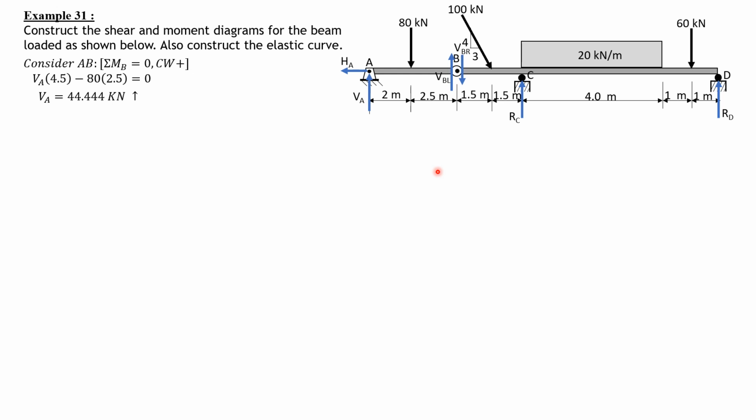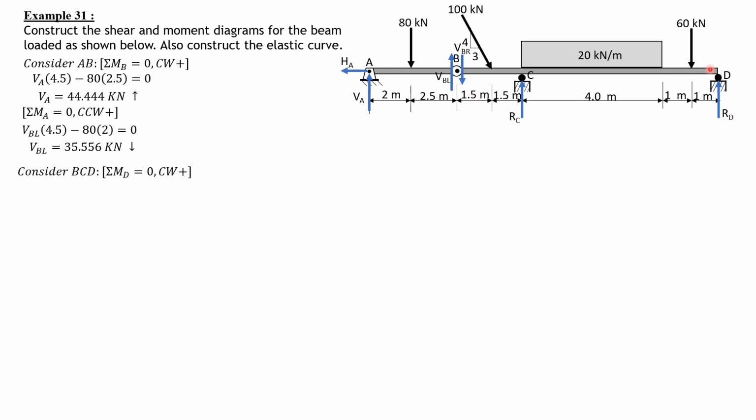44.444 kilonewtons upward. So likewise, summation moment about A equals 0, counterclockwise positive. So V sub B left times 4.5 minus 80 times 2 equals 0. So V sub B left equals 35.556 kilonewtons. Then considering BCD, of course HA, the horizontal component, is not important in the shear and moment diagram construction.